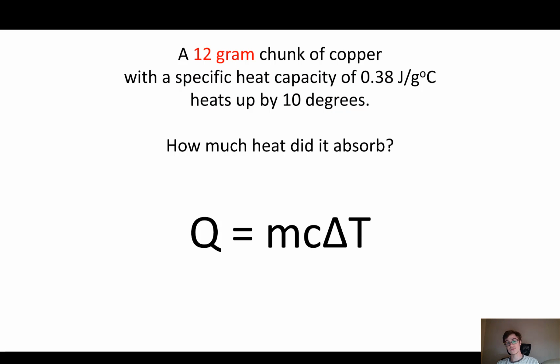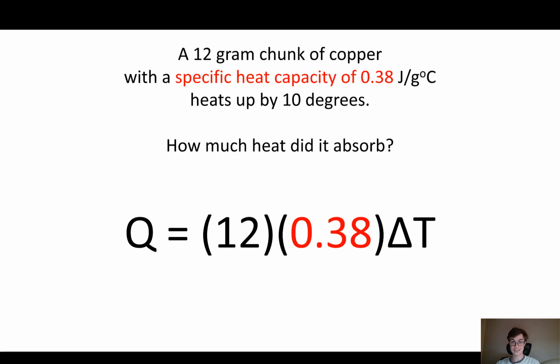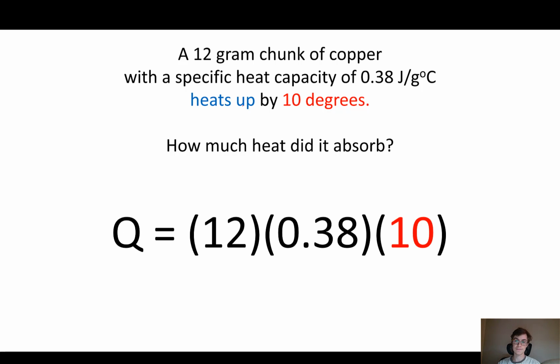So we're going to take these facts and plug them into this formula. First, 12 grams. That's a mass, so it goes in the M. 12 is the mass. Next, this says it has a specific heat capacity of 0.38. So the symbol for specific heat capacity was C, and we replace C with 0.38. Finally, it heats up by 10 degrees. So heats up, that lets us know that it's a positive number, and 10 degrees, that lets us know it's a positive 10. So delta T becomes positive 10.